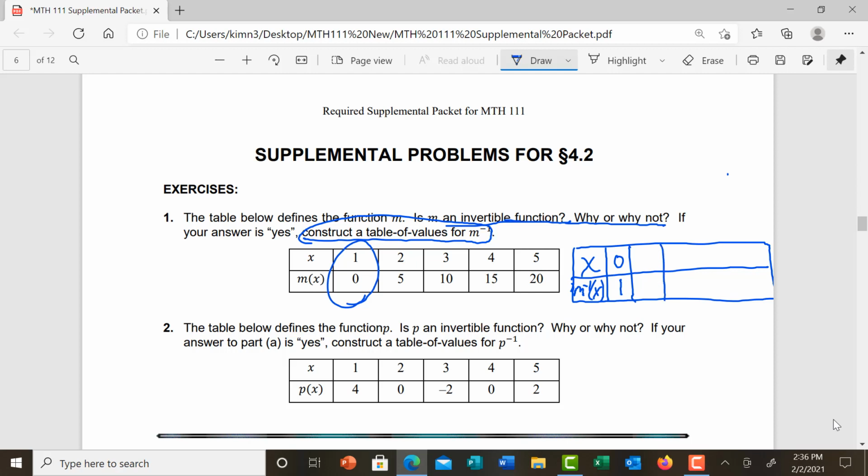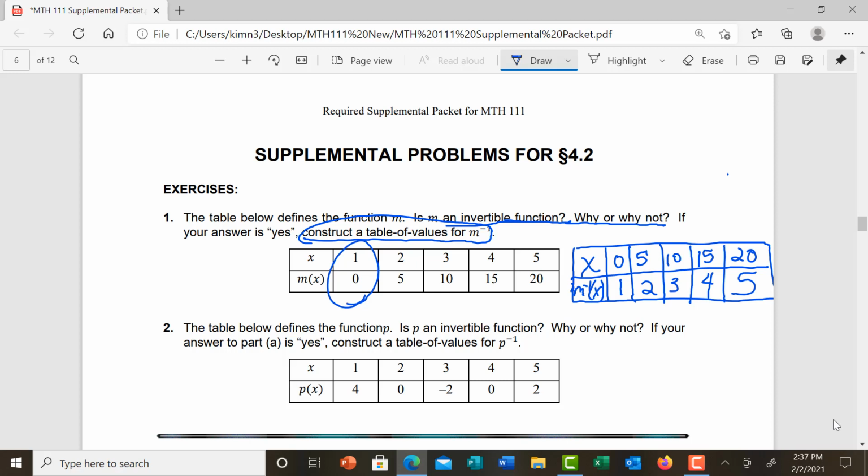And then in each of the columns, the same thing's going to happen. So instead of 2, 5, we're going to have 5, 2. Instead of 3, 10, we'll have 10, 3. Instead of 4, 15, we'll have 15, 4. And instead of 5, 20, we're going to have 20, 5. And so that takes care of number 1.